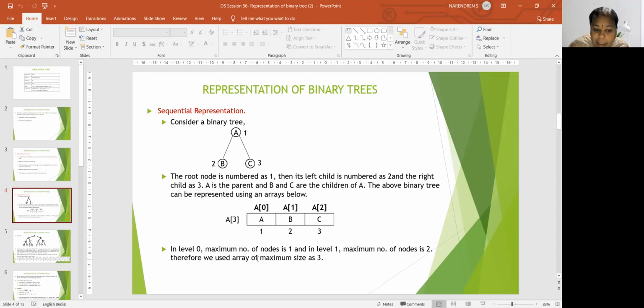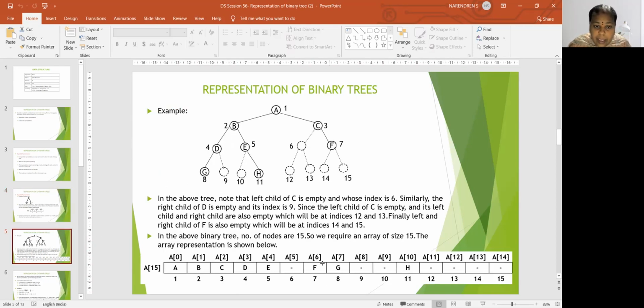In level 0, the maximum number of nodes is 1, and in level 1, the maximum number of nodes is 2. This is the general property of a binary tree, because the root node creates two children. So the level 1 maximum number of nodes is always 2 only. Therefore, we used an array of maximum size 3 here: 1 plus 2.